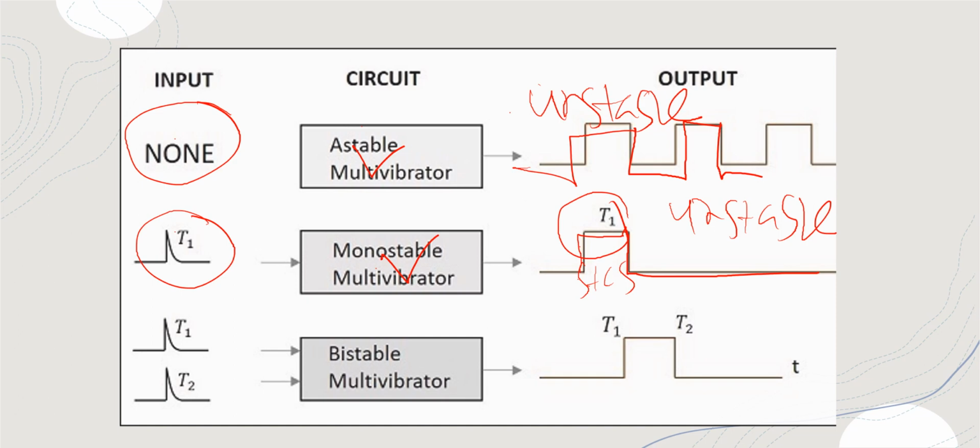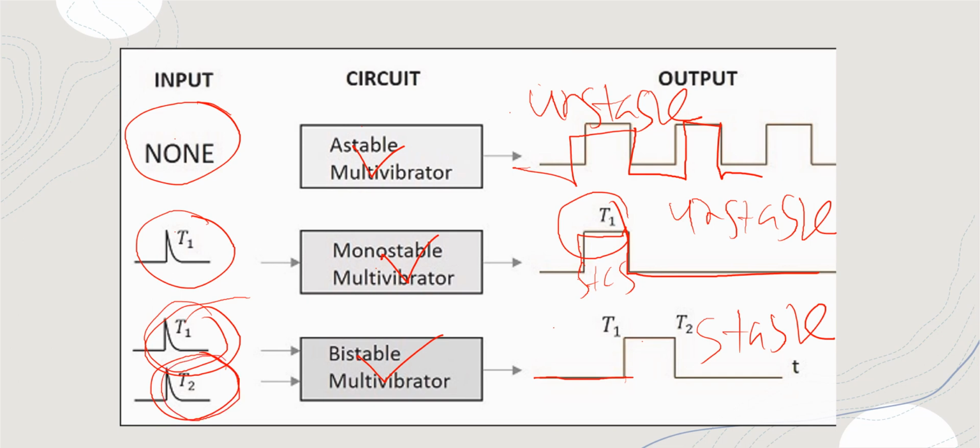Last one is bistable multivibrator. Here both states are stable and there will be two triggering inputs. So initially there will be a stable state and when triggering T1 is applied, the output will move to the second stable state, and until triggering T2 is applied, output will be on that stable state, and again when T2 is applied, then output again moves to the previous stable state.